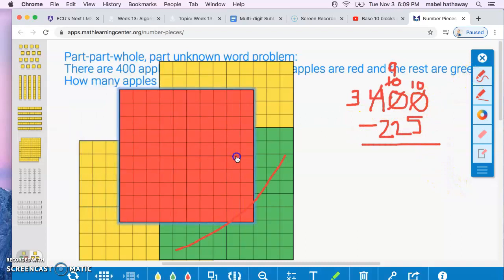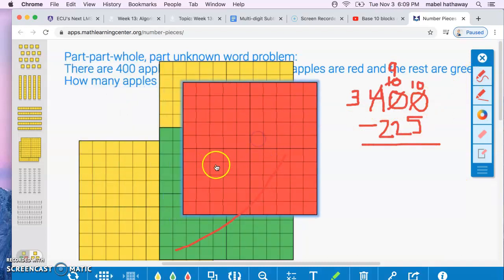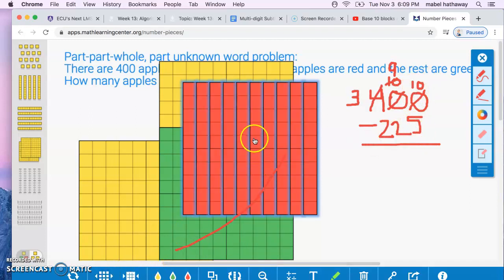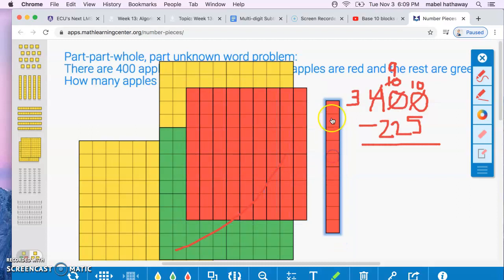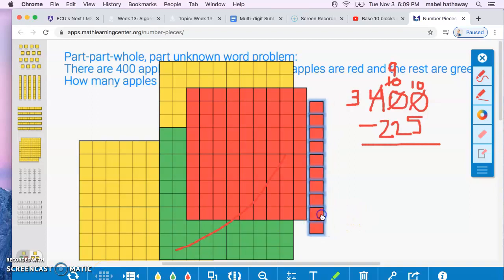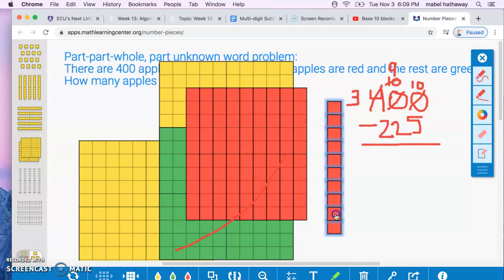We're going to take our hundreds frame and we're going to make this into 10 tens because we need to get 10 ones in order to take away 5 of those ones. So we will bust this hundreds frame into 10 tens. Now we can take a tens frame and bust the tens frame into 10 ones. And now we can subtract.